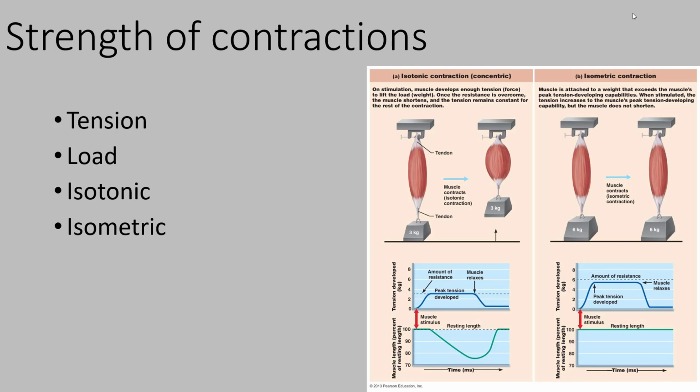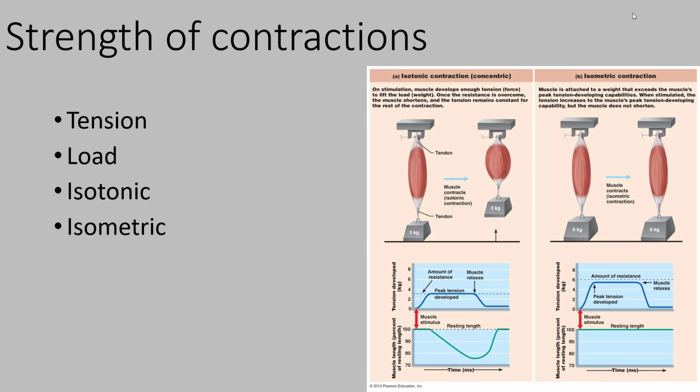So we're going to tie that in today with how we get stronger or weaker contractions. And there's a few ways that we do that. But before we talk about that, first we have to talk about what is a stronger or weaker contraction and what are the different types of contractions. So to do that, we have to learn some terminology.